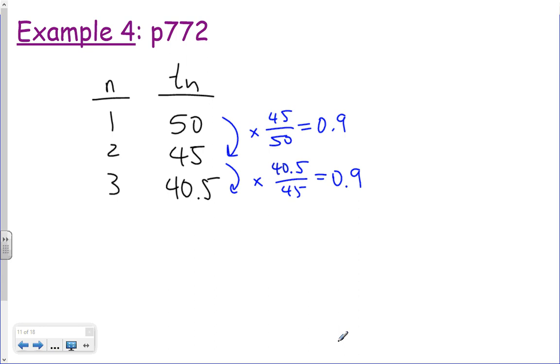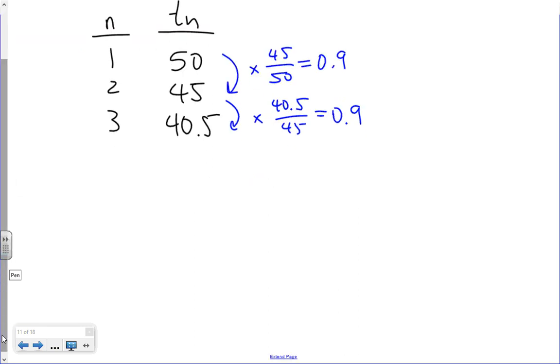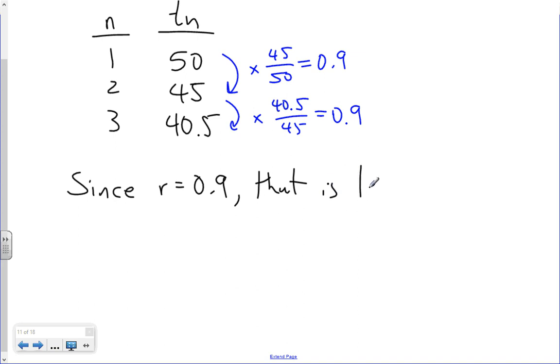All right, so we have a ratio that's less than 1. The absolute value of our ratio is less than 1. So with that, we should be able to come up with what this converges to. Our formula, therefore, is equal to this. Let's make that note there. Since r is equal to 0.9, that is, the absolute value of r is less than 1, that's the key there. That tells me that the series converges.